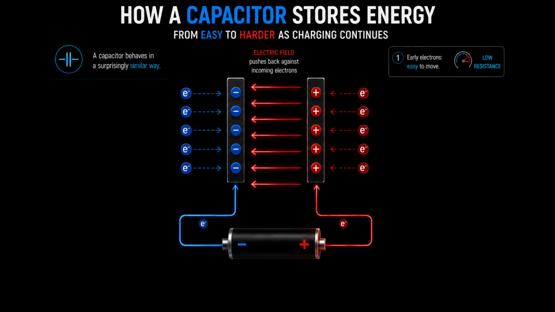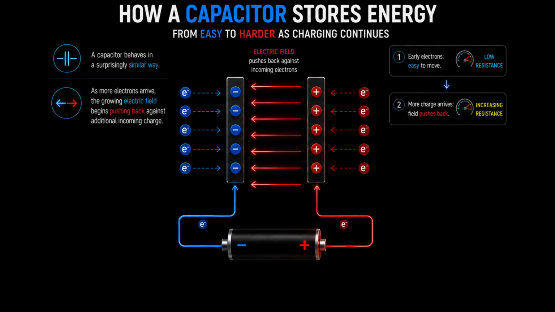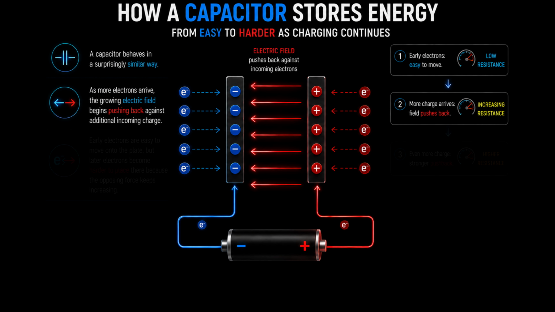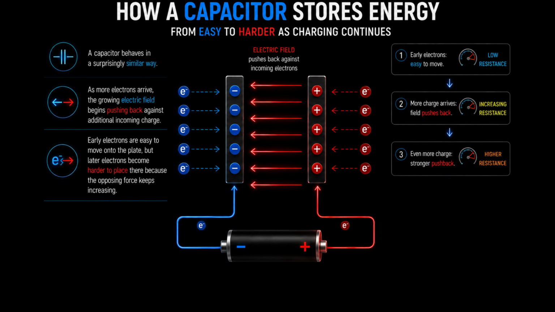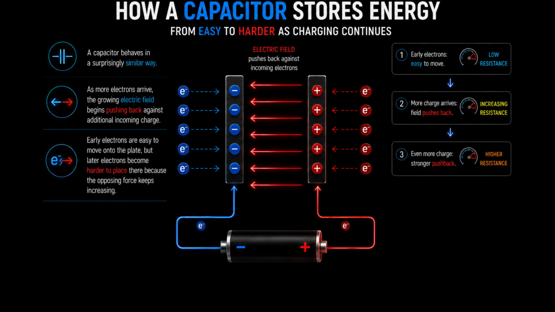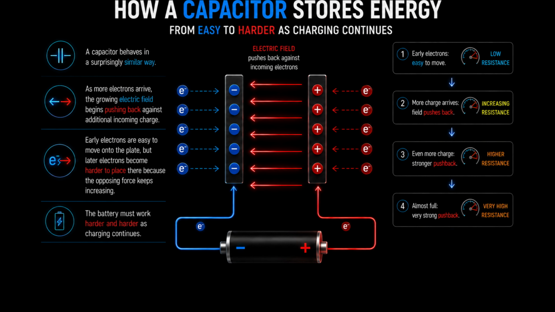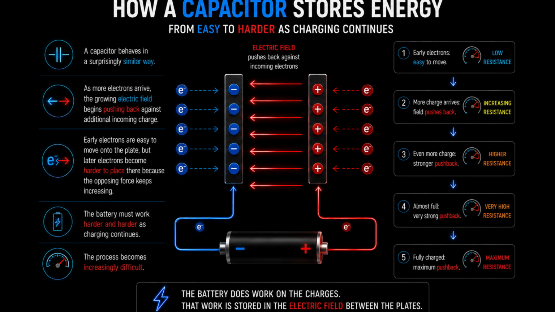A capacitor behaves in a surprisingly similar way. As more electrons arrive, the growing electric field begins pushing back against additional incoming charge. Early electrons are easy to move onto the plate, but later electrons become harder to place there because the opposing force keeps increasing. The battery must work harder and harder as charging continues. The process becomes increasingly difficult.